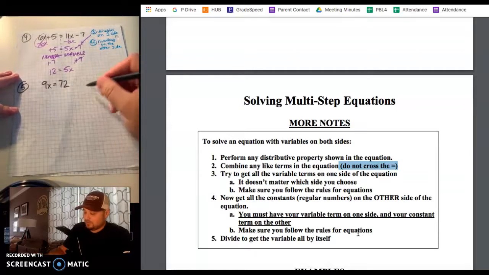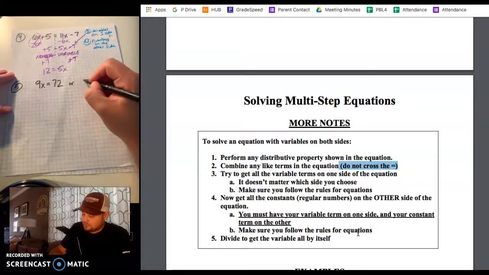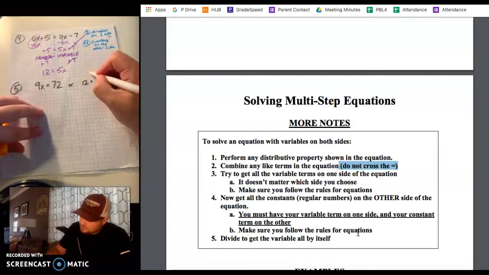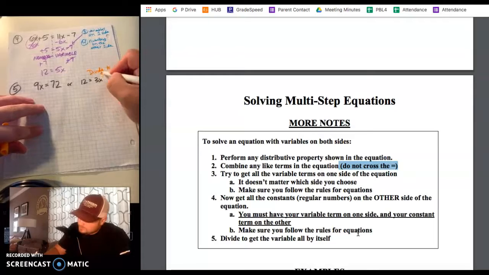All right, or a second example that I'll do just to show you that you can do it from either side. We'll say that 12 equals 3x. So we've got two different examples, and our goal here is to divide to get the x by itself.